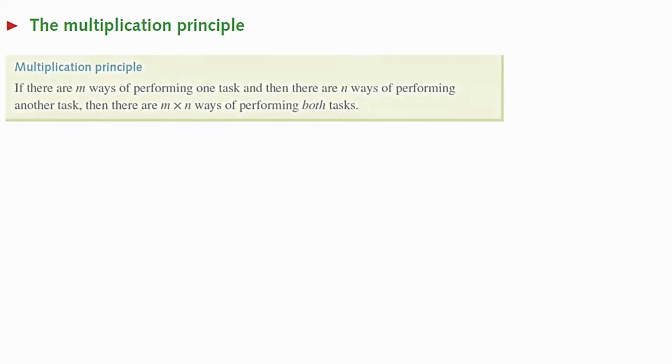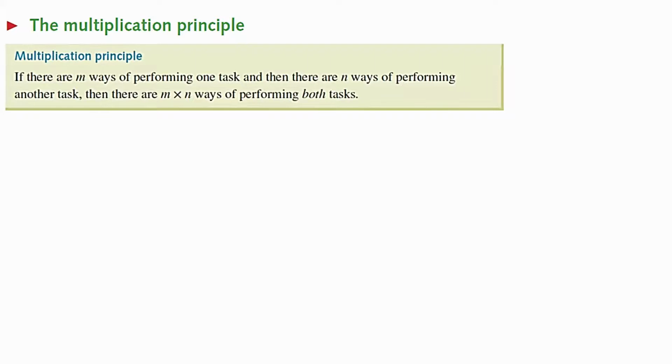Yeah. So here we go. This is the rule or the principle. They say if there are n ways of performing one task, and then there are n ways of performing another task, then there are n times n ways of performing both tasks. Okay? And then that applies in not just 2 tasks, it could be 3 or 4.